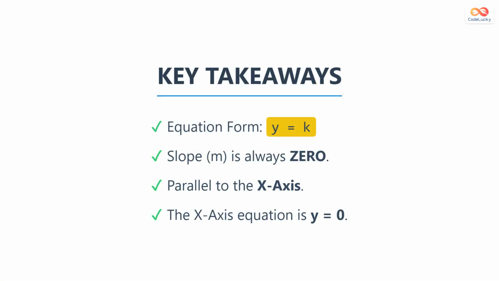Let's recap what we have learned. Horizontal lines always have the equation y equals k. Their slope is always 0. They are parallel to the x-axis, and the x-axis itself is the line y equals 0.